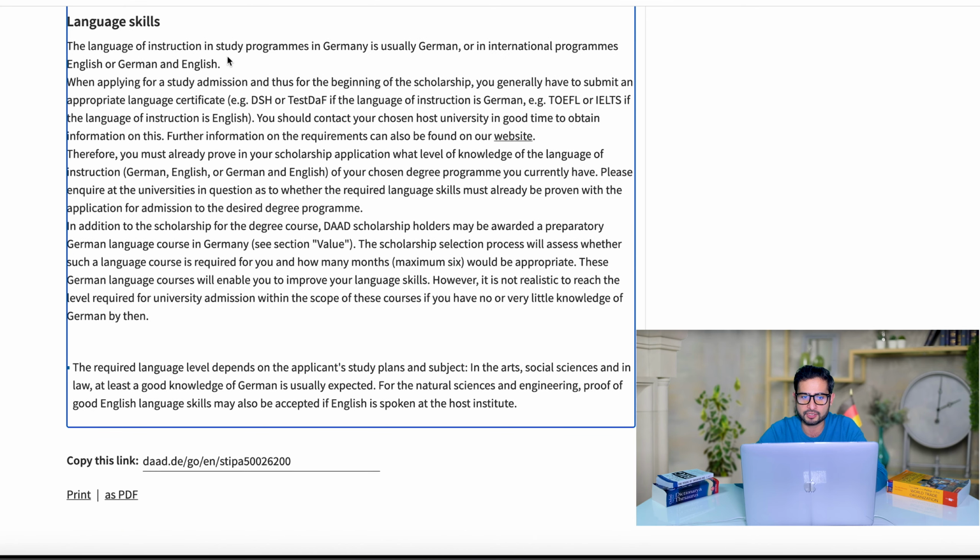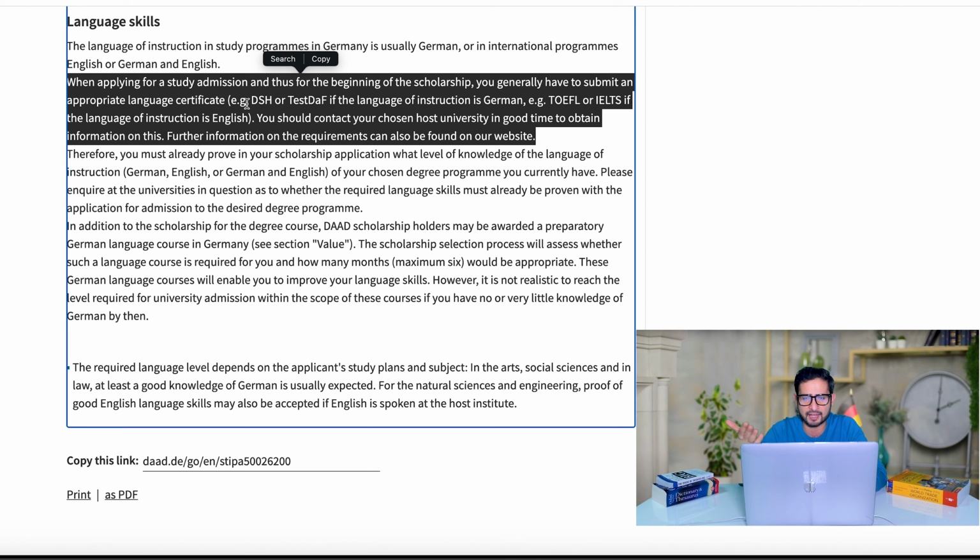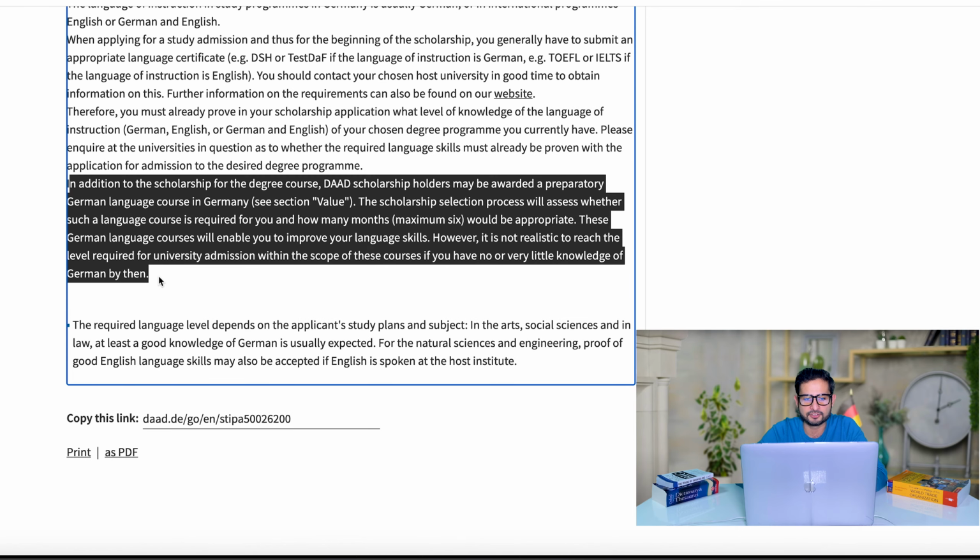The language of instruction in the study programs in Germany is usually German, or in international programs, English or German and English. So normally there are 3 types of courses: German, English, and mixed or blended German and English. And these are the language requirements, the exams or the scores officially, like for Chevening and Fulbright. If it's English, IELTS and TOEFL. And if it's German, then definitely it's TestDaF. Again, I can see this good thing that I like: in addition to the scholarship for the degree course, scholarship holders may be awarded a preparatory German language course in Germany. This is a great thing.